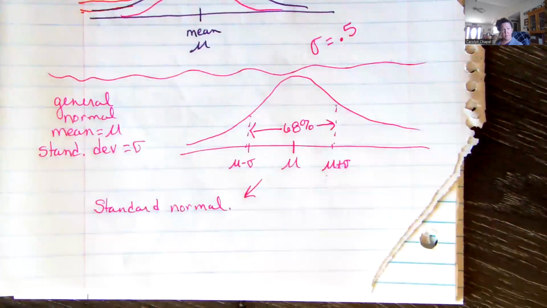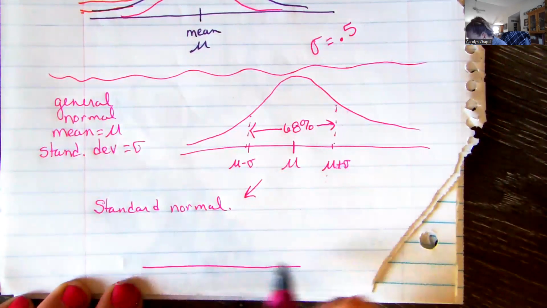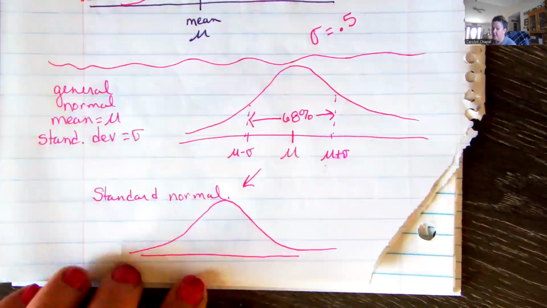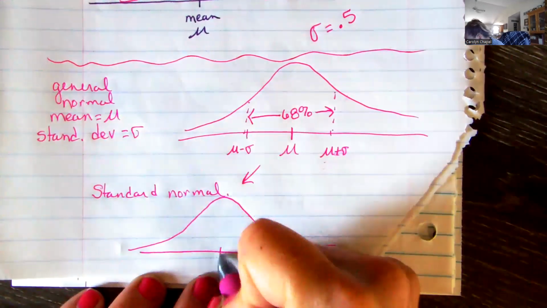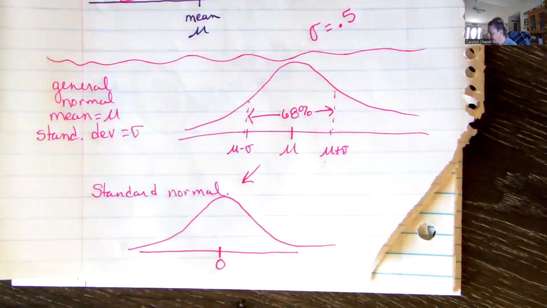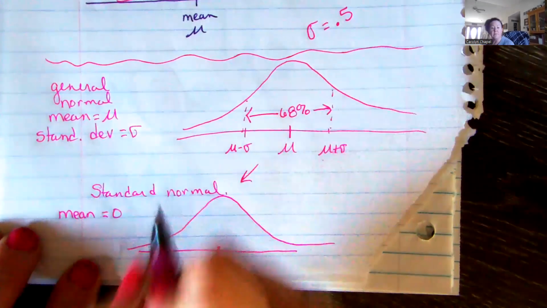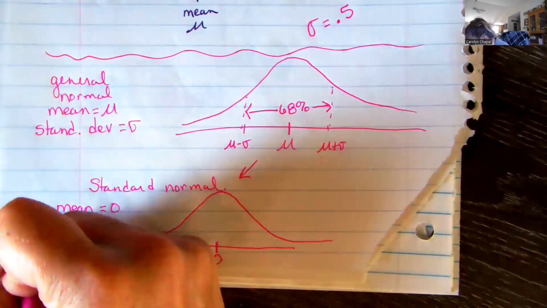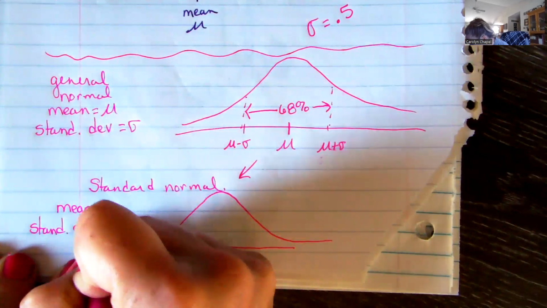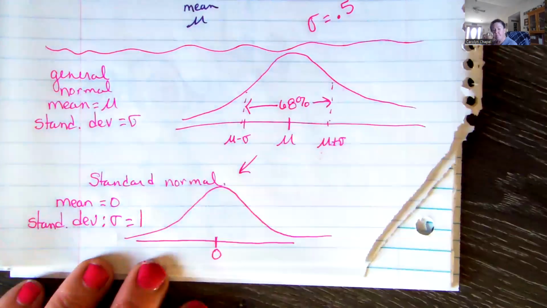Okay, it is still a normal curve, but we wanted it to be nice. So what we did, and I like to think of it as a man-made curve, but it is a normal curve, we wanted it to be nice and centered, and we centered it around 0. So we have our mean of our standard normal equal to 0. And we wanted to have a nice standard deviation. So we let it be 1.